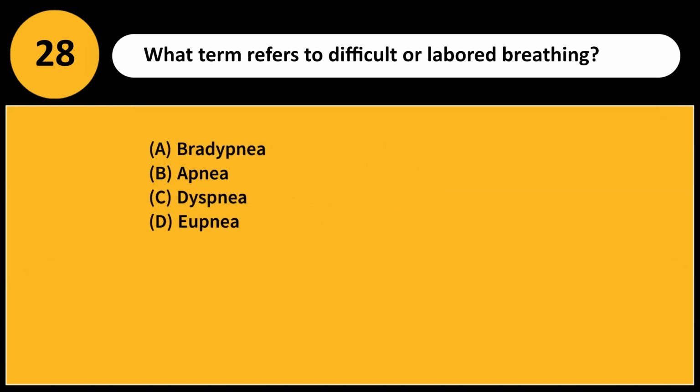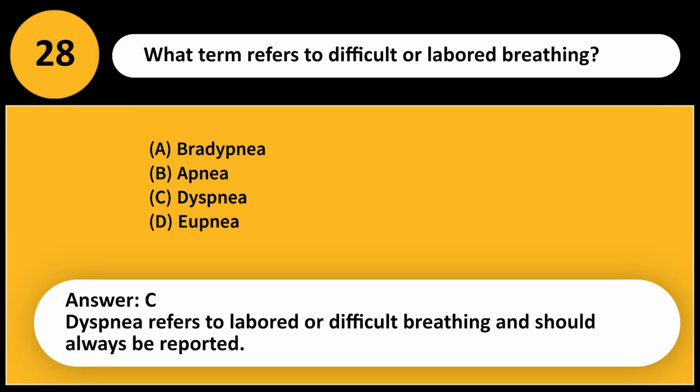What term refers to difficult or labored breathing? A. Bradypnea. B. Apnea. C. Dyspnea. D. Eupnea. Answer C. Dyspnea refers to labored or difficult breathing and should always be reported.